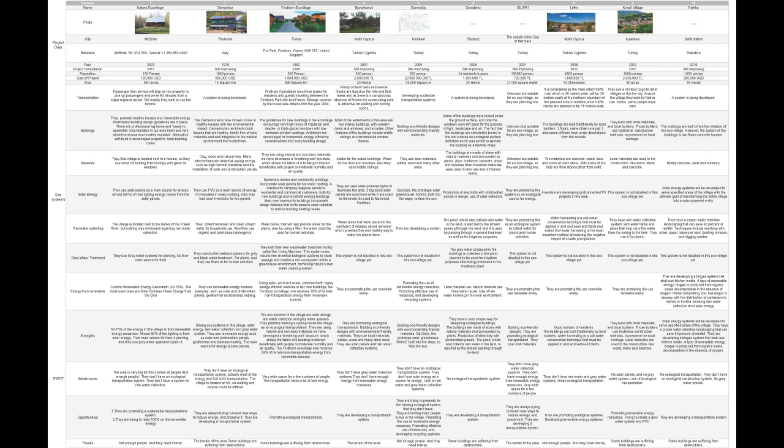The other factor is ecosystems. The ecosystems that are chosen in the study are transportation, buildings, materials, solar energy, rainwater collecting, greywater treatments, energy from renewable. And after that, a SWOT analysis was done to analyze this data. There are 10 case studies.